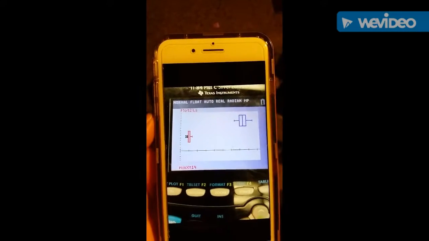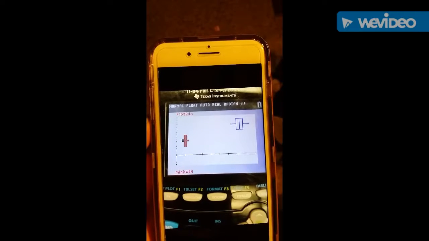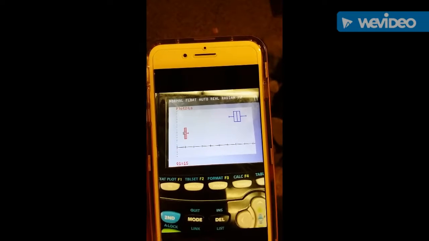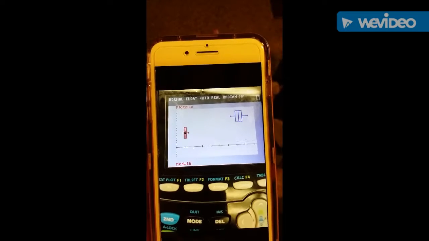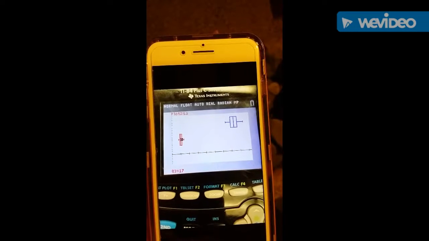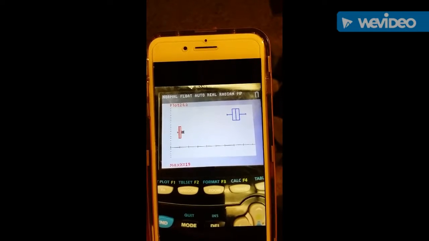The red represents the age and the minimum was 14. The first quartile was 15. The median was 16. The third quartile was 17. And the maximum was 19 years old.